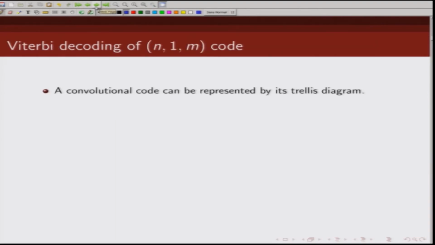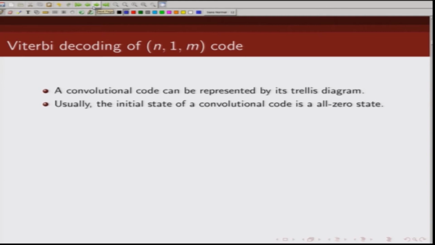So, as we know, a convolutional code can be represented by its corresponding state diagram or trellis diagram, and we are going to make use of the trellis representation of a convolutional code to decode it. Initially the convolutional code is assumed to be in the all 0 state.